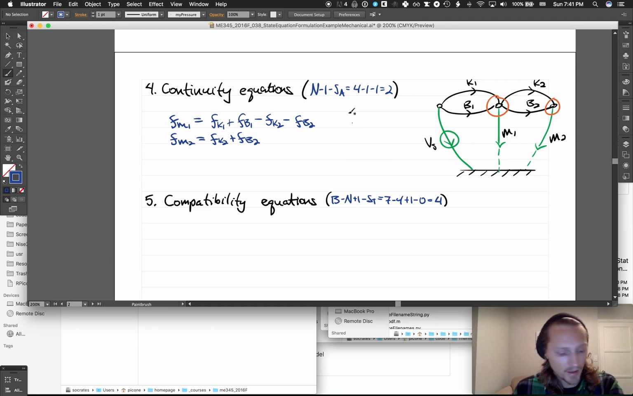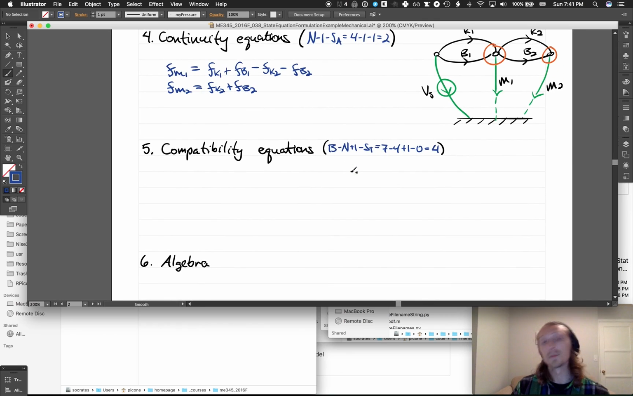We could do that by using that formula that I've listed here, or we could just draw, or we would just count the number of passive branches that are in the normal tree. That's also equal to 2. Always equal to the number of continuity equations that you need. Okay, so compatibility equations, we're going to need 4 based on our formula for the number that we need.